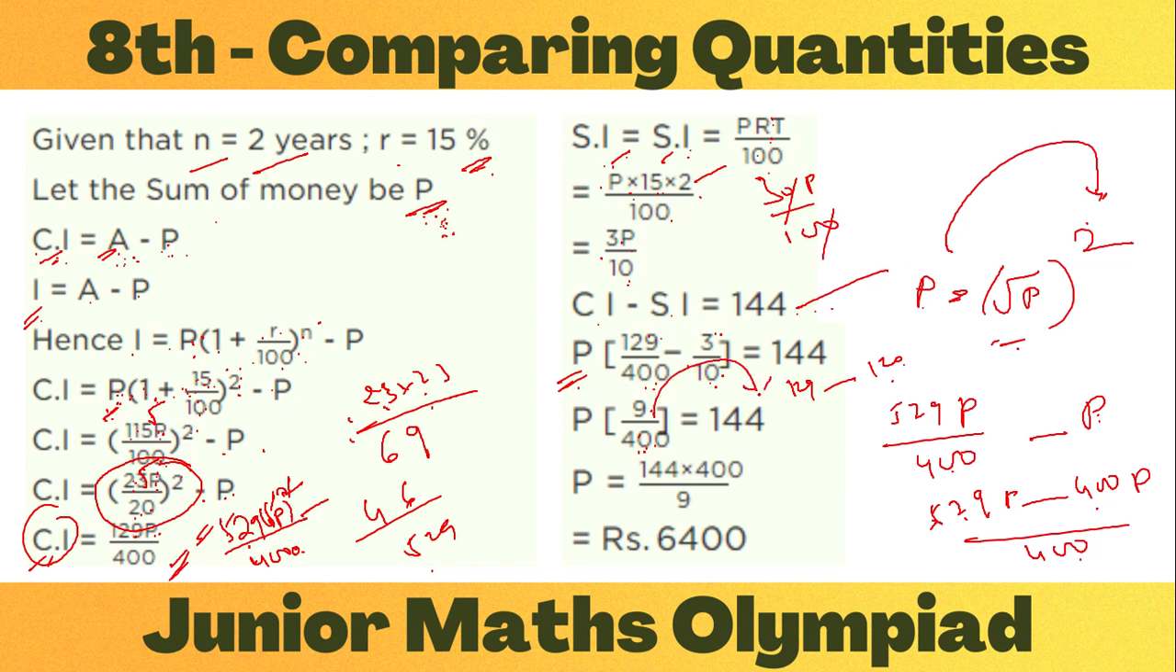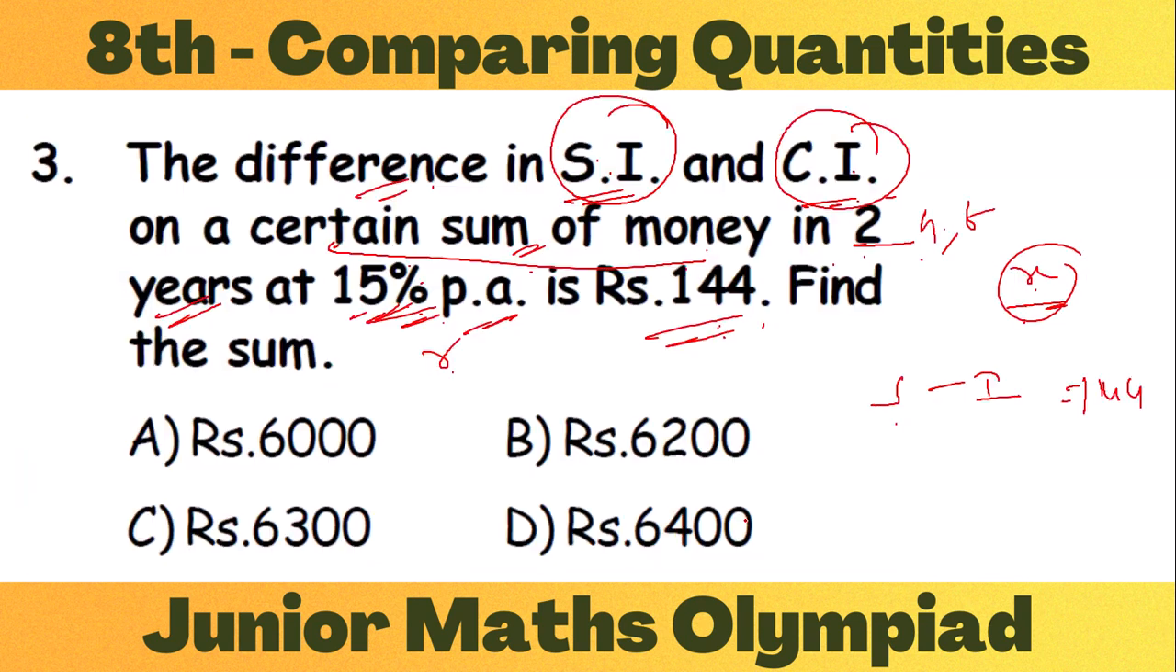This will come to the right hand side. The fraction will become reverse. It will become 400 by 9. If we multiply and divide, we will get 6400 as the answer. So, the principal amount is 6400. So, option D is correct.